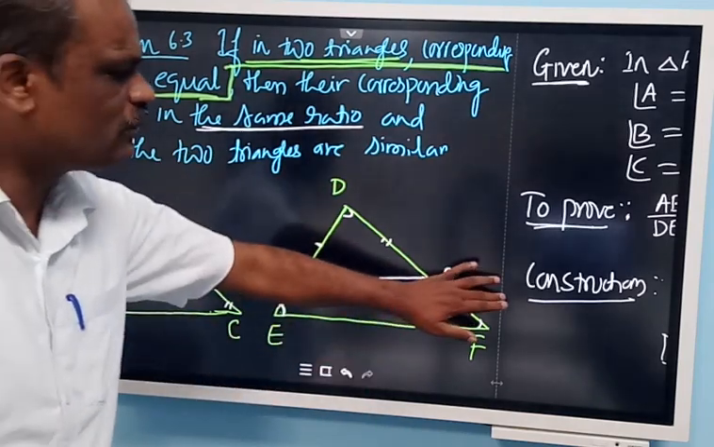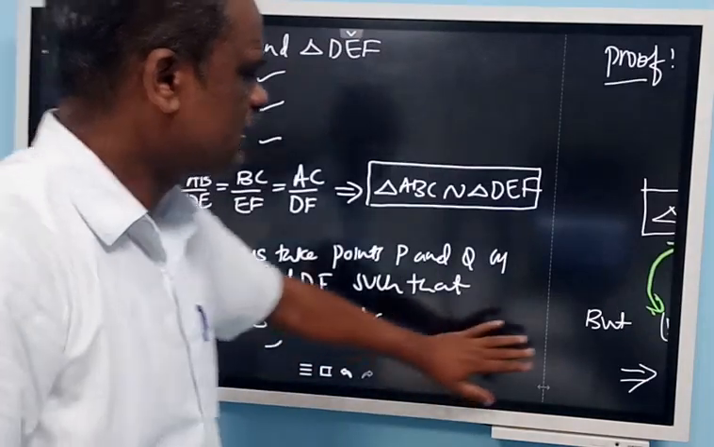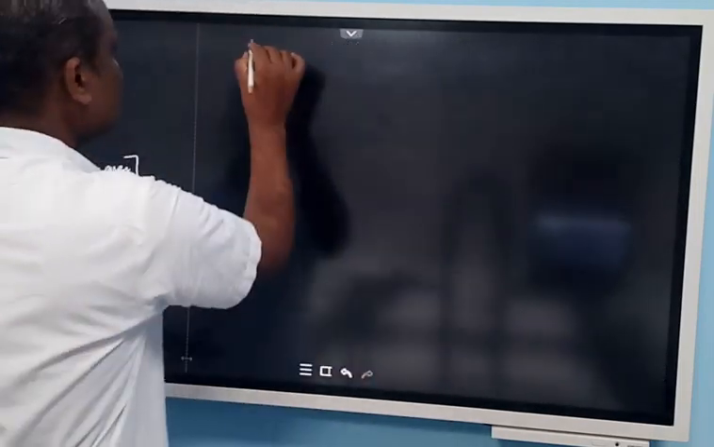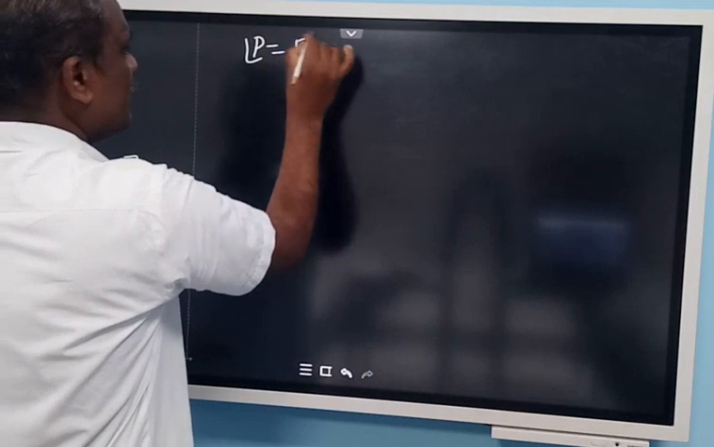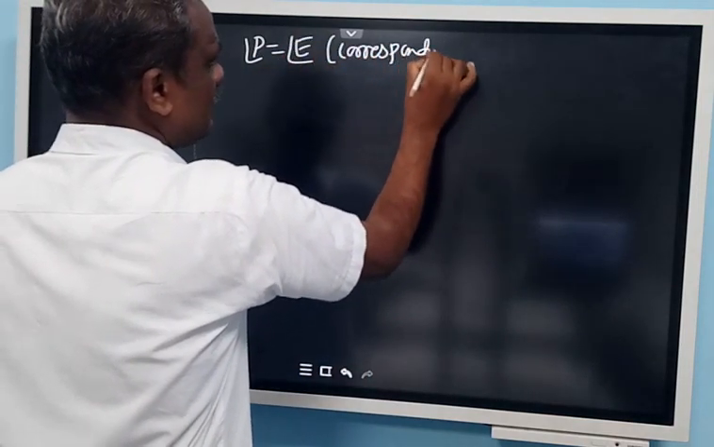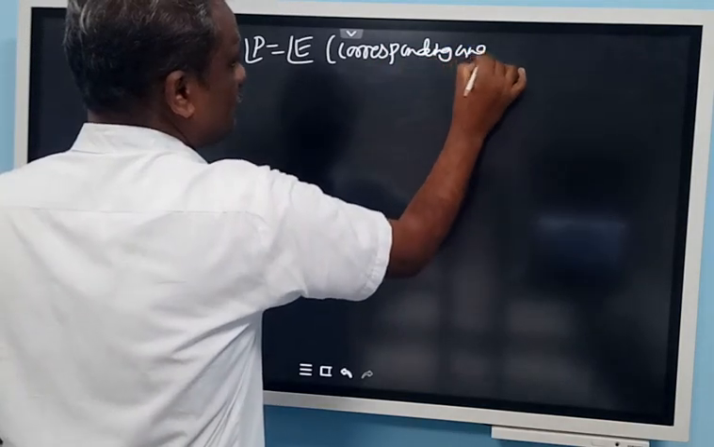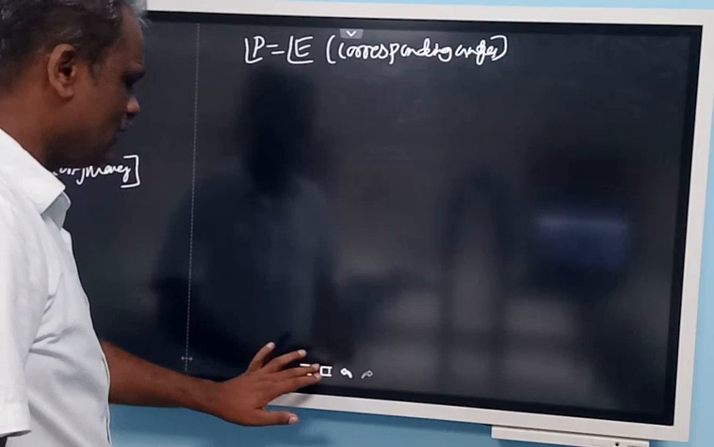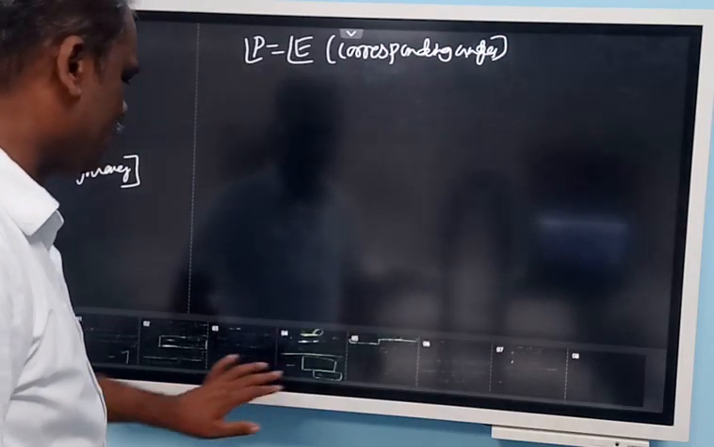We proved that the corresponding angles are equal. So here, corresponding angles are equal: angle B is equal to angle E, angle P is equal to angle E, corresponding angles. If the corresponding angles are equal, the lines should be parallel. Which are the lines we can show that they are parallel?